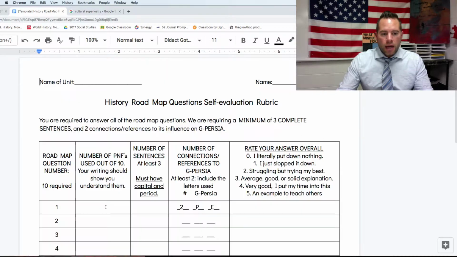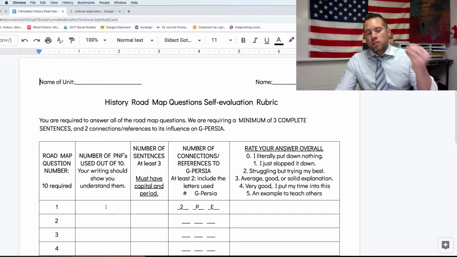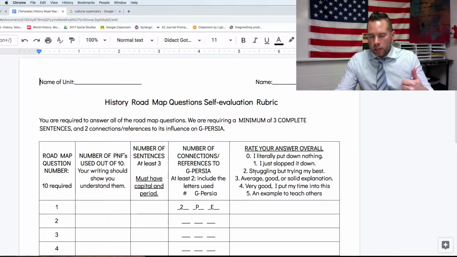So if you do that, even if you just do the definitions, you're going to write your 10 PNFs, you're going to use at least 3 complete sentences, you're going to make your GEOPERSIA connections. So again, you want to put the number here, political, economic. Okay, you're good. You got your 2 points. Now here, if you're just writing the definitions, you probably don't deserve a 4 or 5. Probably a 2 or a 3.